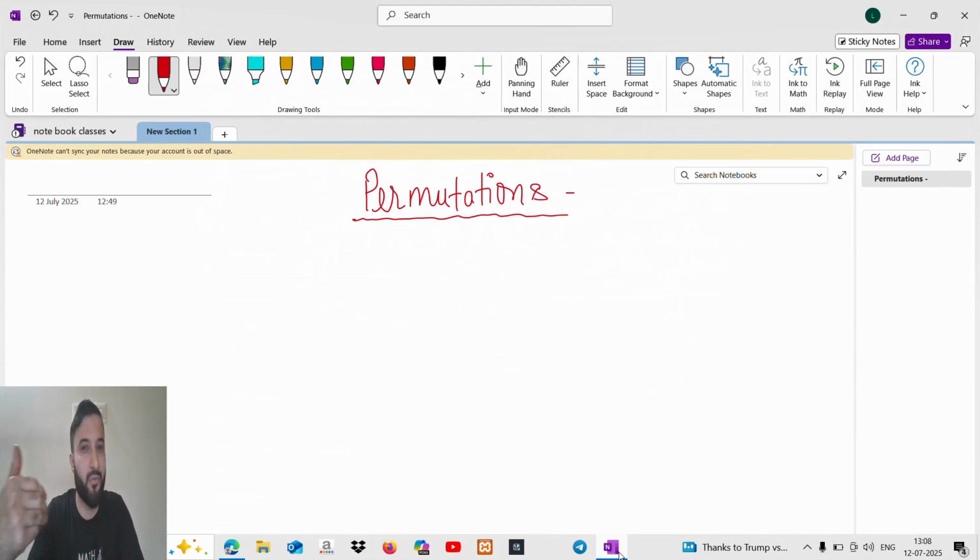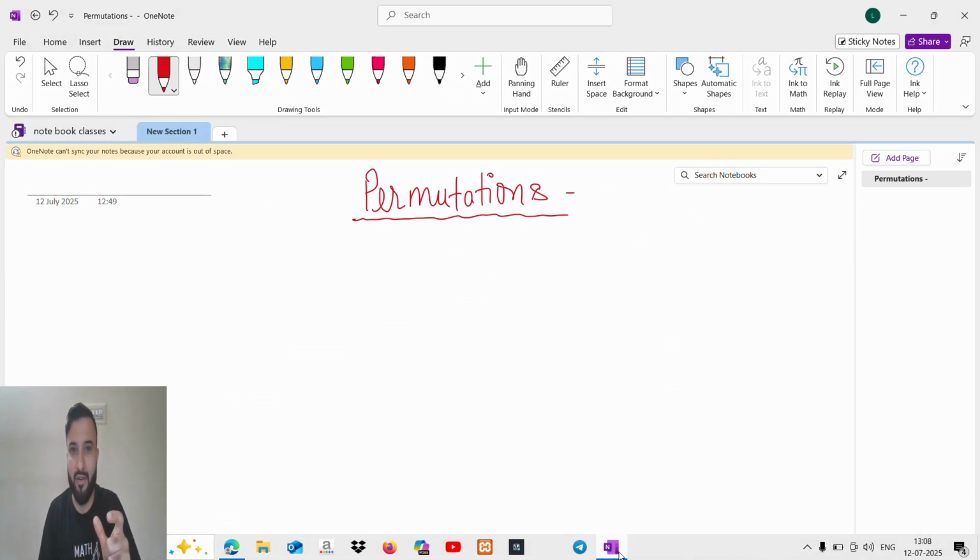We are solving the daily 7 questions from different topics for CA Foundation paper 3. Today we have selected permutations. We are going to solve 7 questions from permutations, and all of these are either PYQs, mock test paper questions, revision test paper questions, or mostly expected questions.